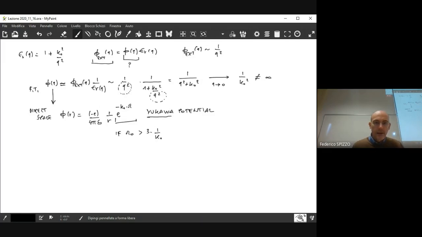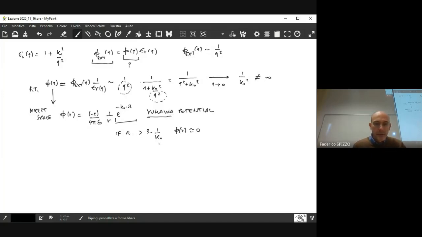Due to the fact that r times k0 comes from this expression, k0, for what concerns the units of measurement, has to be a wave vector. So k0 times r has no dimensions. So k0 is meters to the -1. So 3 times 1 divided by k0 is a length. So if r is larger than 3 times 1 divided by k0, then we expect that the value of the potential can be considered 0, negligible.